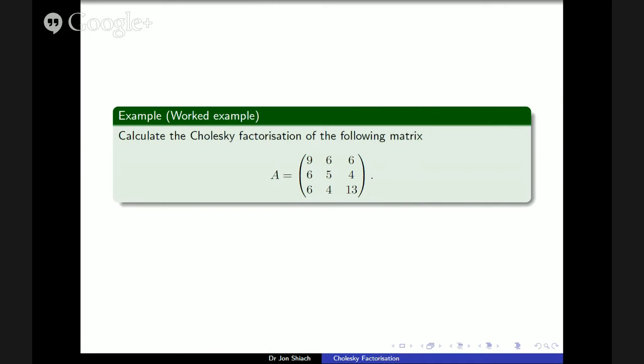I've got to solve for 6 values of L. And all I'm going to do is equate it to the A matrix. So the first one, L11. So I'm going to have 9 equal to L11 times itself plus 0 plus 0.